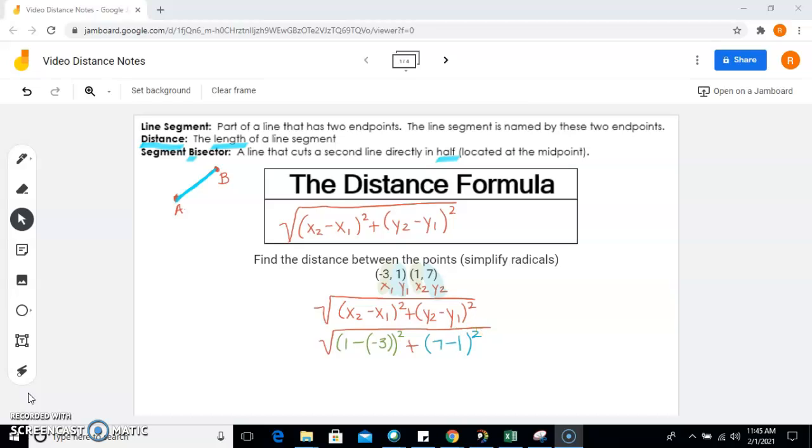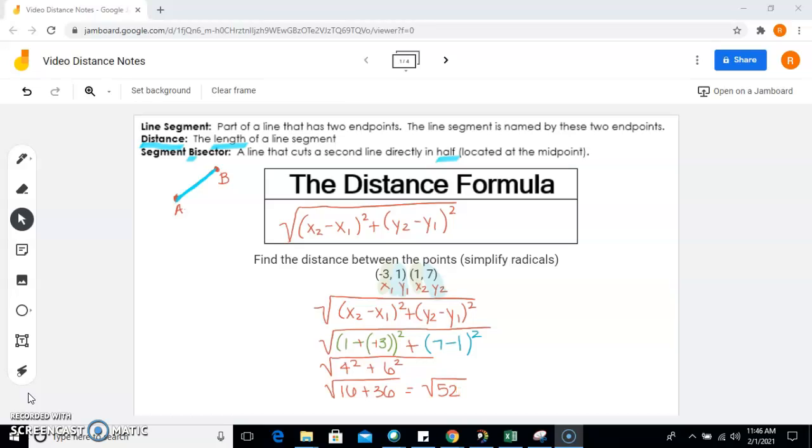So from here, I'm just going to simplify. Order of operations would say go inside of our parentheses. 1 minus -3 would give me 1 plus 3, which is 4 squared, plus 7 minus 1, which is 6 squared. 4 squared is 16, plus 6 squared, which is 36, to give me the square root of 52.